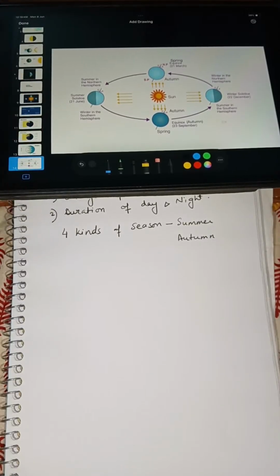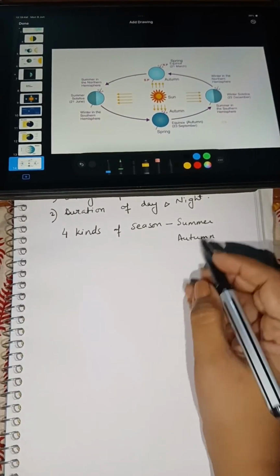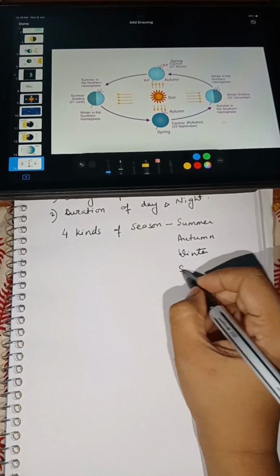Here we are not going to discuss that. We will be discussing it in another chapter, but here it is the change of season, so I am speaking on that term. After summer it will come as autumn, then winter, and then we get spring.